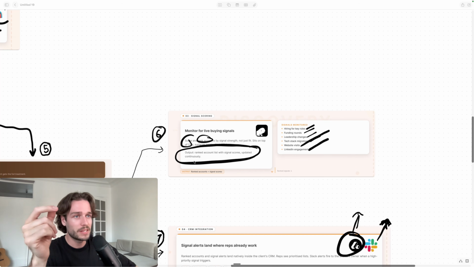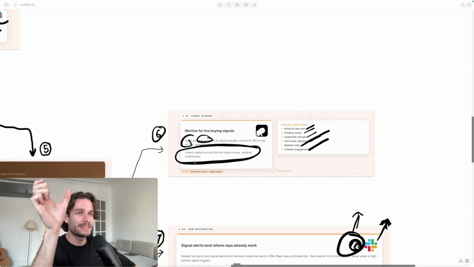They log in and they see which accounts they need to go after on a daily basis. Okay, this is what's happening. This is the context behind it. These are the live signals that they're seeing. This is a contextual summary of all of those signals, and this is how I should approach the situation.